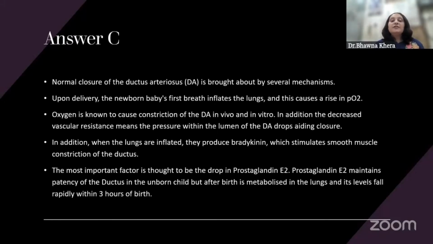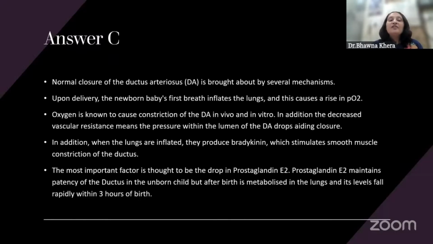Normal closure of the ductus arteriosus is brought by several mechanisms. Upon delivery, the newborn baby's first breath inflates the lung and this causes a rise in PO2. Oxygen is known to cause the constriction of the ductus arteriosus in vivo and in vitro. In addition, the decreased vascular resistance means the pressure within the lumen of the ductus arteriosus drops, aiding closure. When the lungs are inflated, they produce the bradykinin, which stimulates the smooth muscle constriction of the ductus.